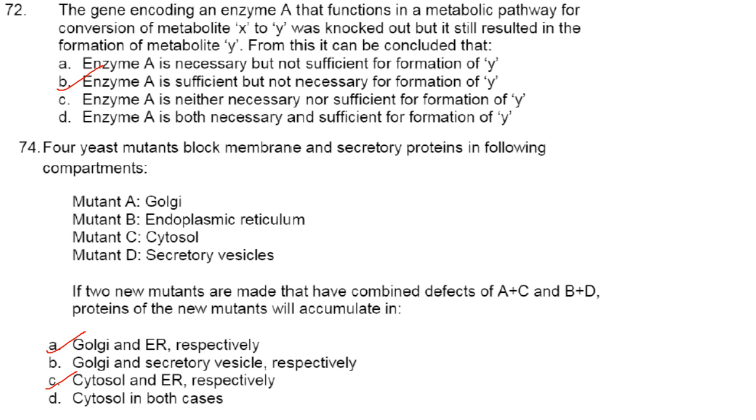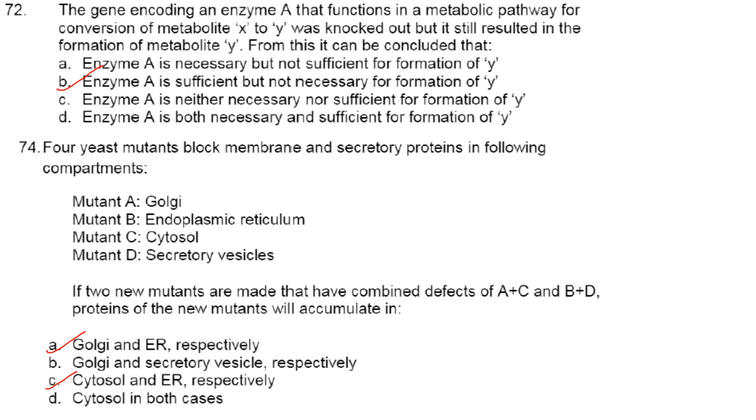Now that gene was knocked out. That means it was removed. That is the original terminology, knocked out. But it still resulted in the formation of metabolite Y. Now from this we can conclude that the enzyme A is sufficient but not necessary for the formation of Y.